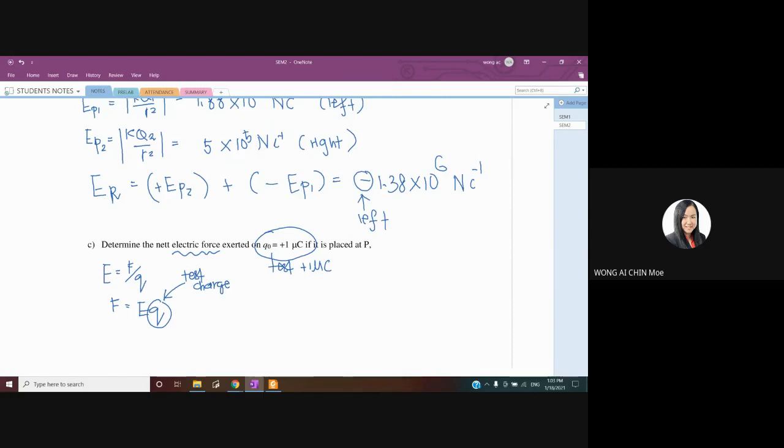So E is equal to negative 1.38 times 10 to the power of 6, and the test charge is positive 1 microcoulomb. Finally, you will get negative 1.38 Newton. Of course, again, negative here shows that it will attract to the left. So this is example number 5.